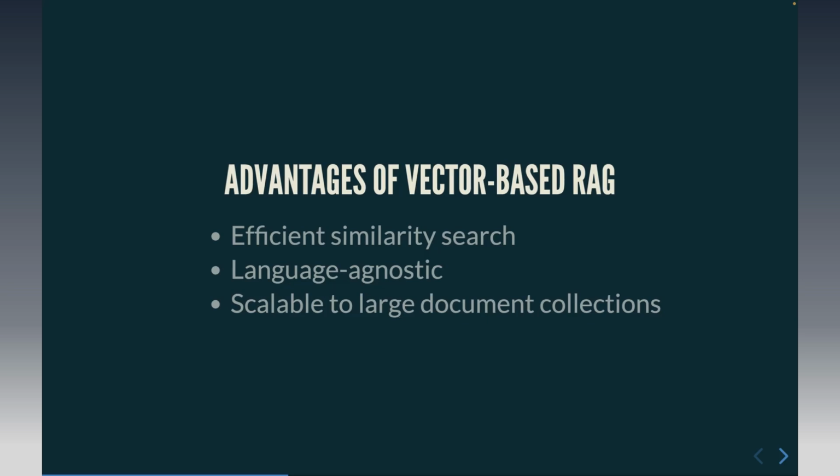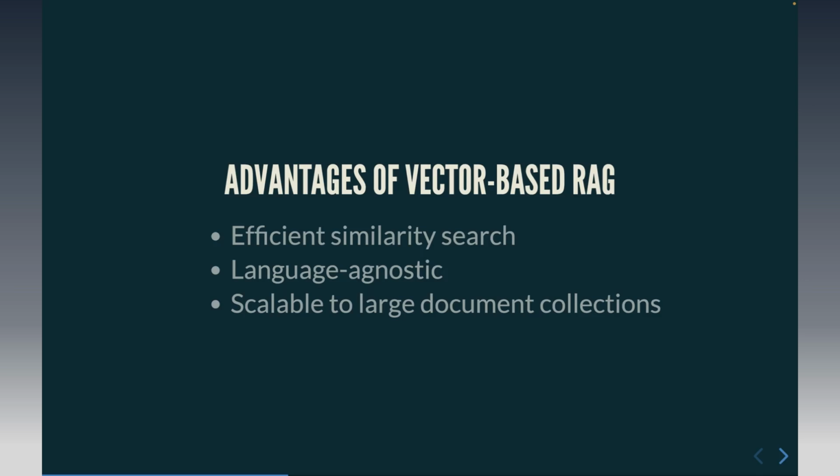Vector-based RAG has a few notable advantages. The similarity search is very efficient, allowing for quick retrieval. It's also language agnostic, meaning the same system can work across multiple written languages. And finally, it scales well to large document collections, making it suitable for enterprise applications.